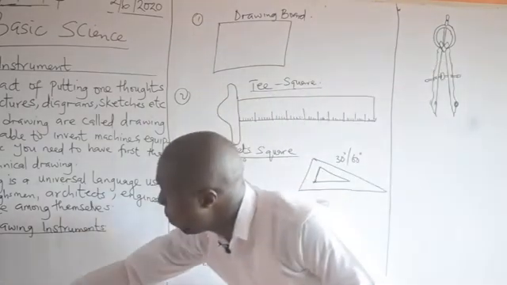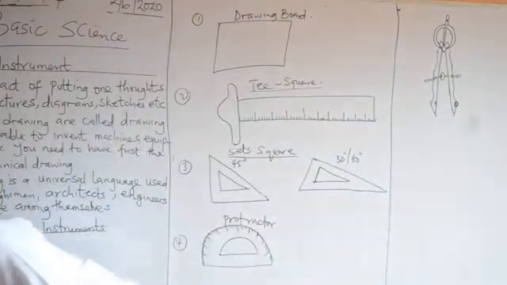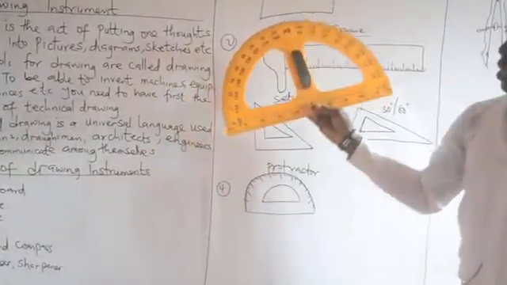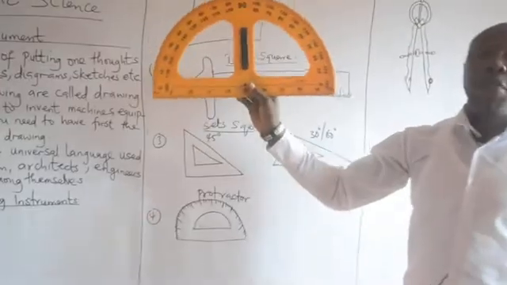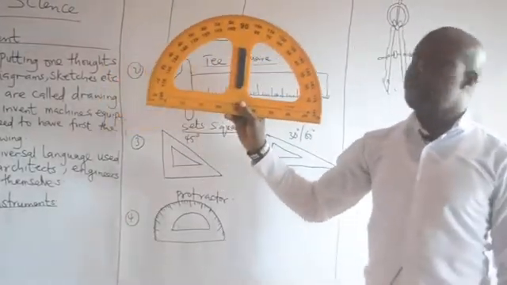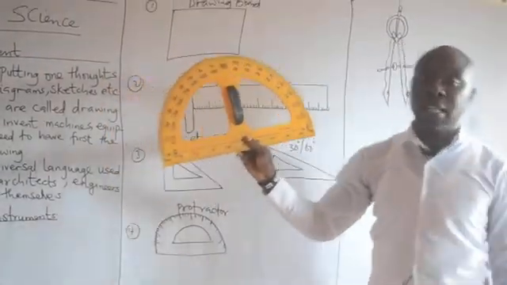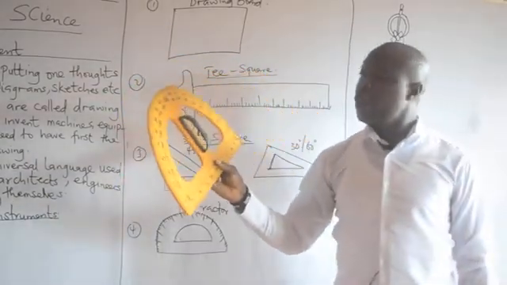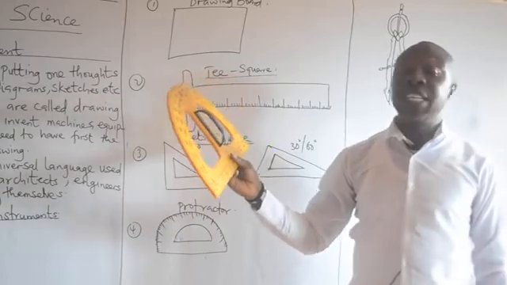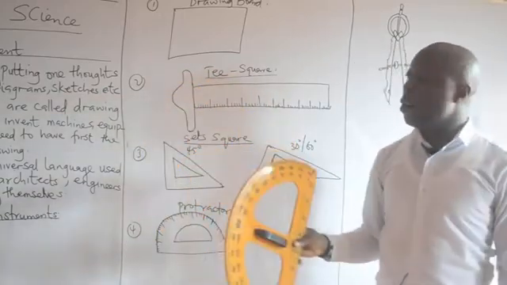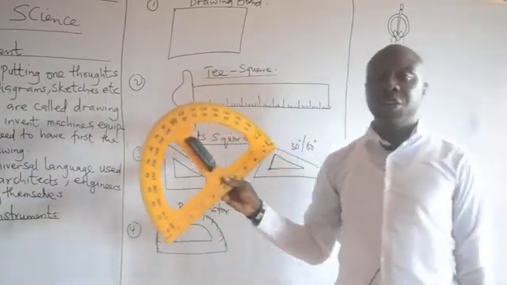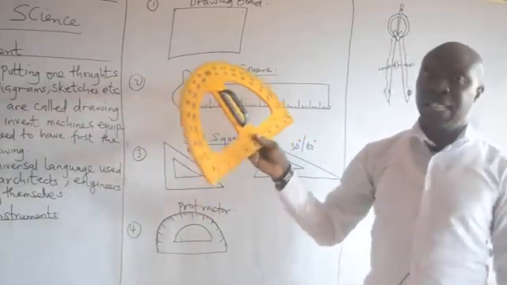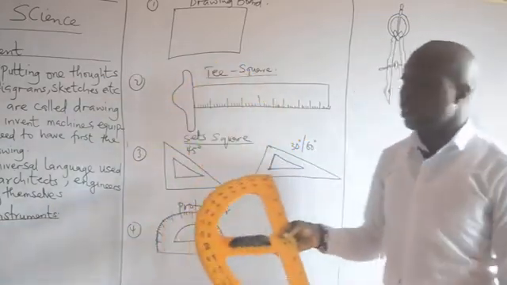Then we have the protractor. This is a good example of a protractor. We use a protractor in measuring angles. Remember, angles are measured in degrees. We use a protractor in measuring angles ranging from 0 degrees to 180 degrees. A protractor can also be in plastic form or in metal form.